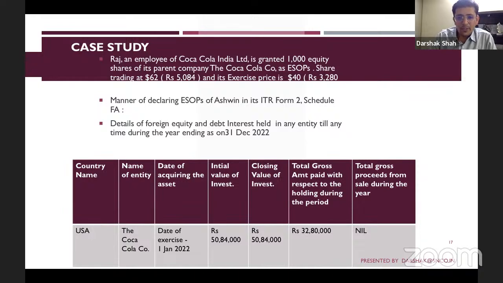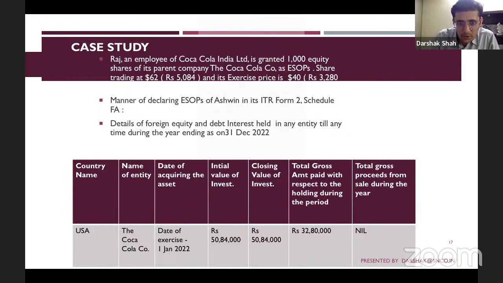So how is the reporting required? Reporting is required to be made in this particular manner, where the closing value of the ESOPs is going to be described. If there is an opening value of ESOPs, that is required to be disclosed. And if the shares are exercised and sold, in that case the amount which is received is required to be reported, right? So that's the treatment which we have to bring out.